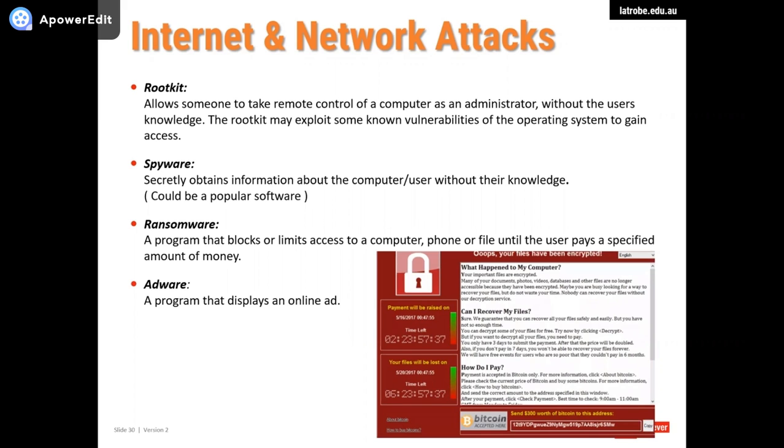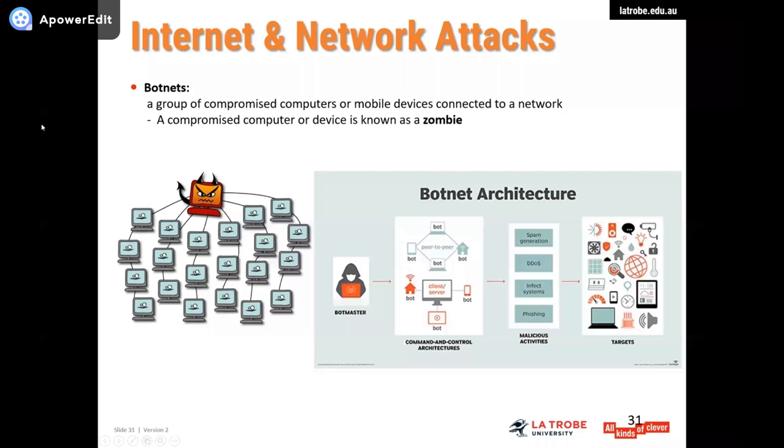The next concept is called botnet. A botnet is a group of compromised computers or mobile devices connected to a network. A compromised computer or device is also known as a zombie. So if one hacker manages to hack many computers and has a huge number of zombies, we call it a zombie army, just like here. Actually, zombie armies are very, very destructive, and many security risks and security accidents are caused by zombie armies. And how does a zombie army work?